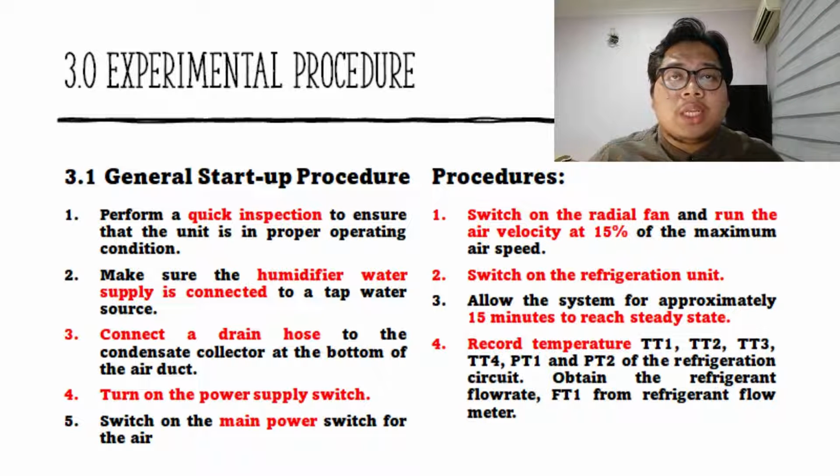These are the procedures: first, switch on the radial fan and run it with 50% air velocity. Second, switch on the refrigeration unit. Third, allow the system about 15 minutes to reach a steady state. Lastly, record all types of units needed.